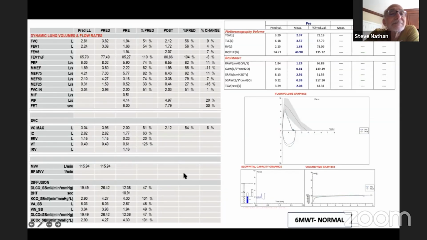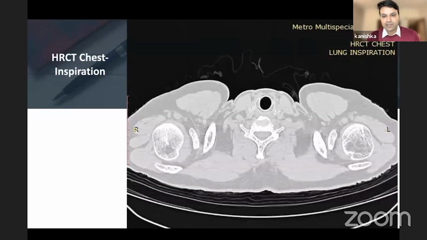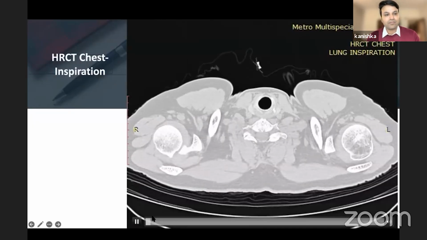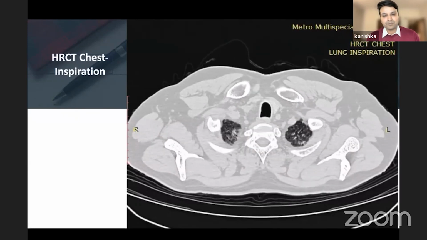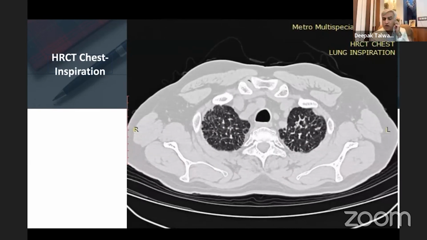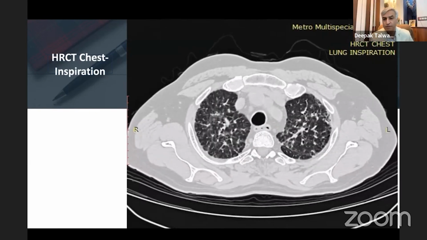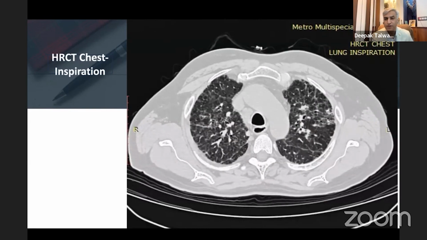Now, this was the pulmonary function test. FEV1 by FVC was 80.86, FVC 56%, FEV1 56%, suggestive of a restrictive pattern with a DLCO of 47%. The 6-minute walk test was normal. We move on to the CT scan. I'll show you the inspiratory one.